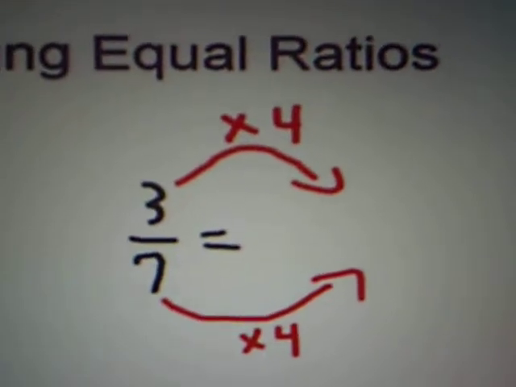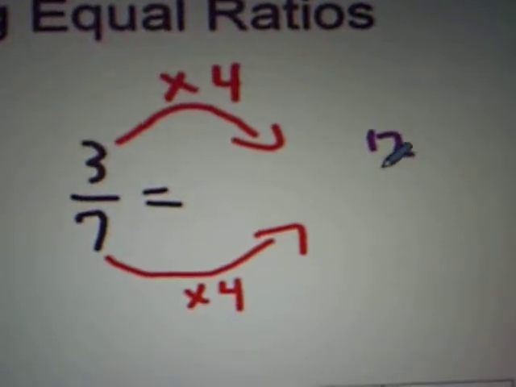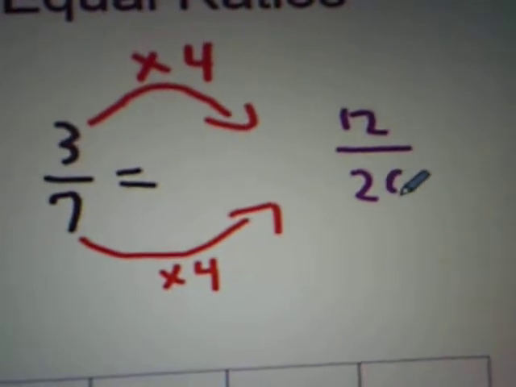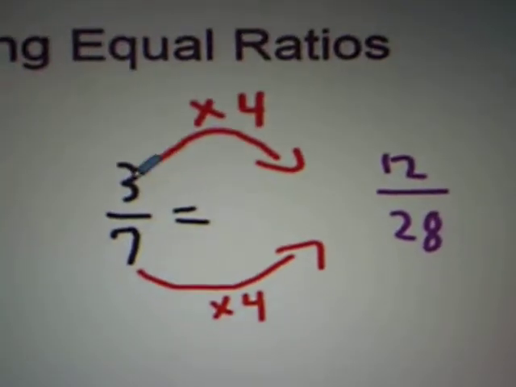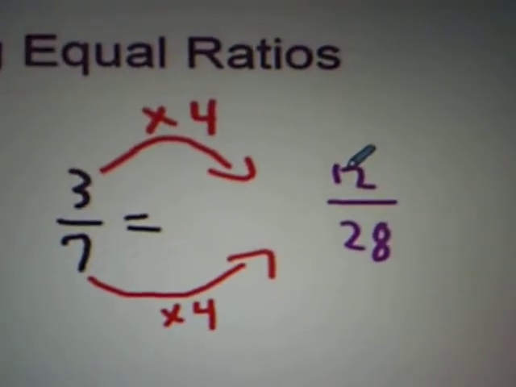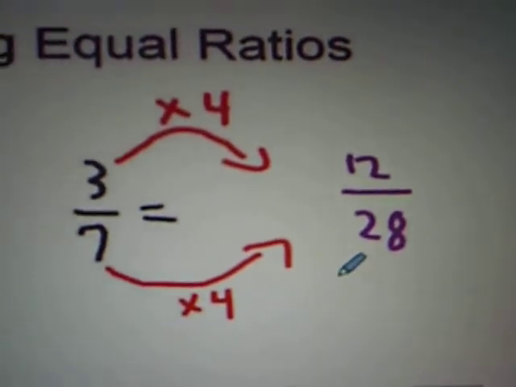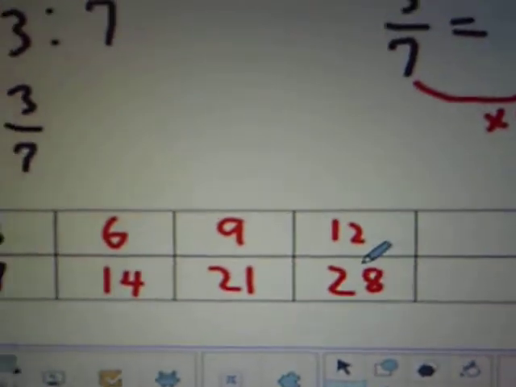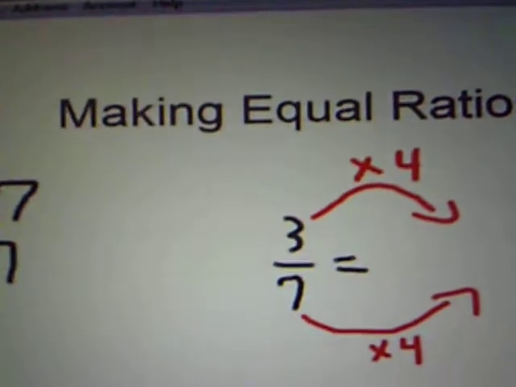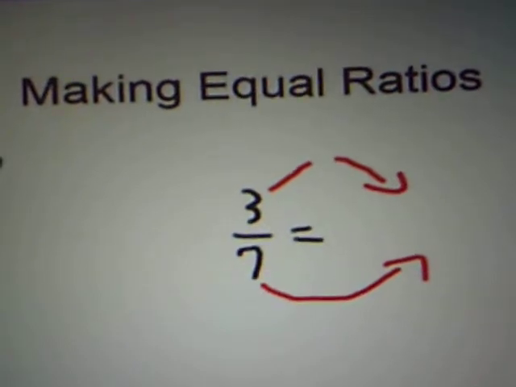If I multiply the top and bottom by 4, 3 times 4 gives me 12. 7 times 4 gives me 28. So I can say that 3 to 7 is the same, or an equal ratio, to 12 to 28 because I multiplied both numbers by the same amount. And look, 12 to 28 is actually here in our ratio table. Okay? And I could use actually any number to make an equal ratio. I can multiply them both by 5 if I want to.